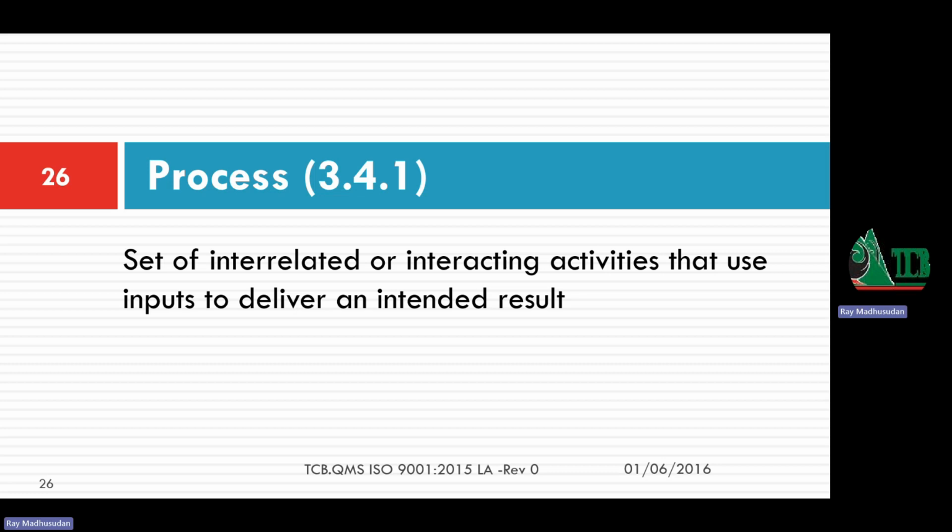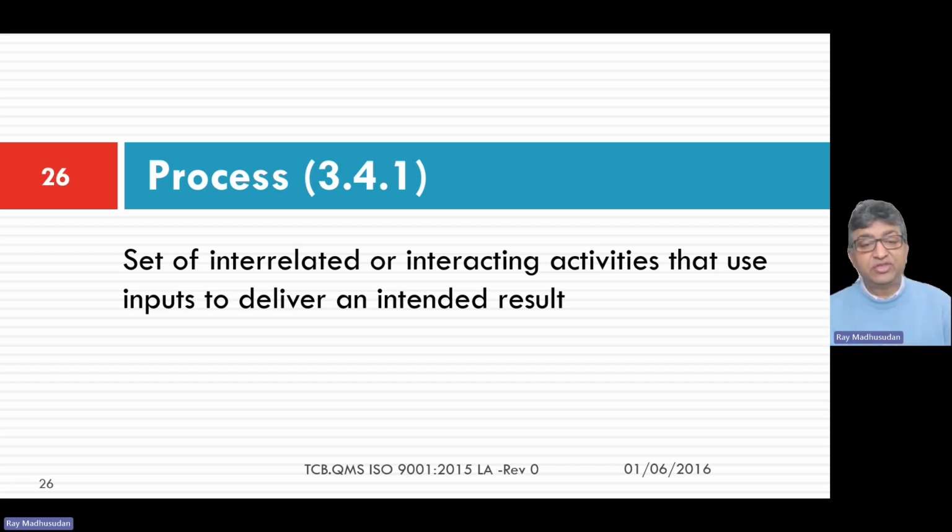One of the most important terms is process. The ISO 9000 standard promotes the process approach. One of the principles of the quality management system is the process approach. Now, what is a process? A process is a set of interrelated and interacting activities that uses inputs to deliver intended results.